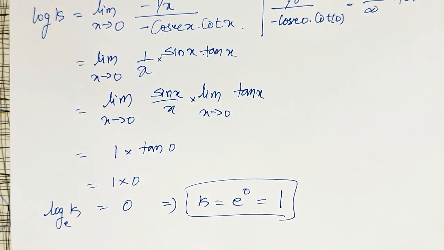Like this, some more examples I am going to solve in my next videos, in the indeterminate forms 1 raised to infinity, 0 raised to infinity, like that.